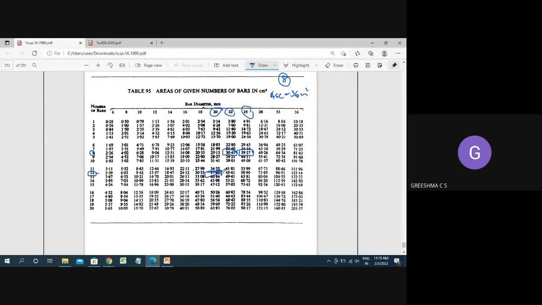So what we needed is 36 centimeter square. So the values are somewhat similar to 36. Here we got 37.69 centimeter square. Okay, so that value is okay. Somewhat like that, we can take this value.